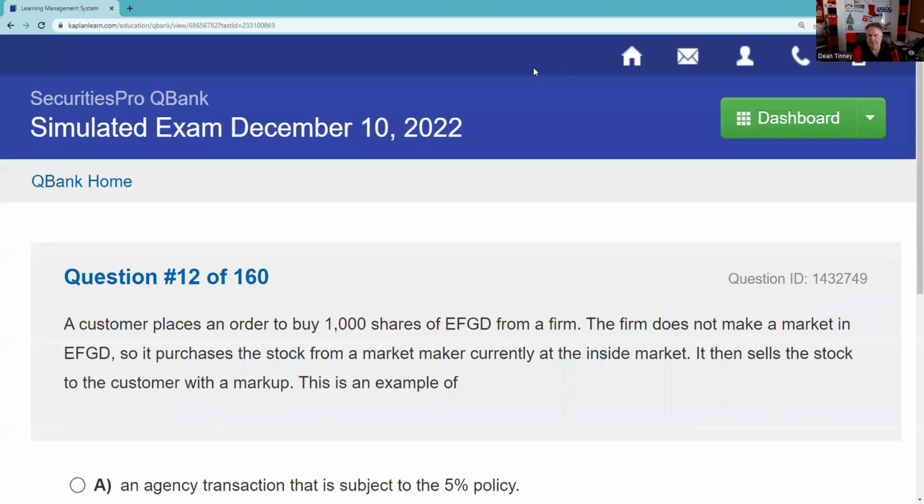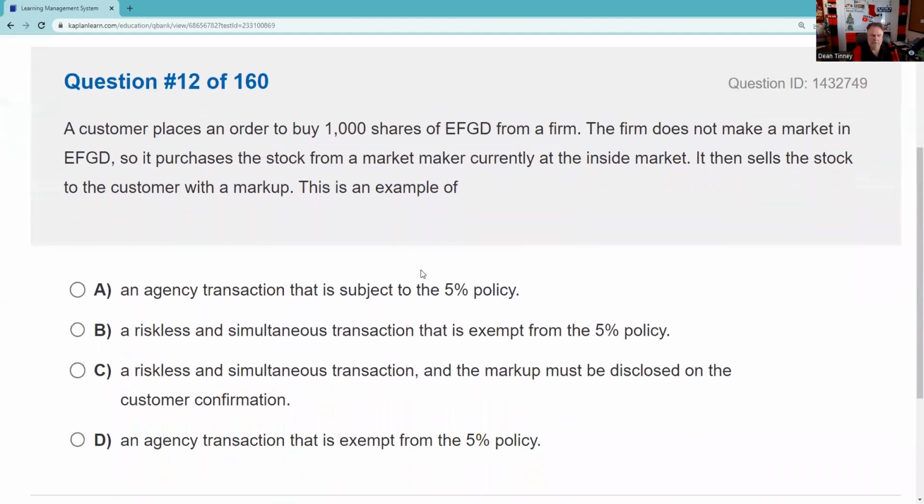Question 12. A customer places an order to buy 1,000 shares of EFGD from a firm. The firm does not make a market in EFGD, so I'm not a market maker. So it purchases the stock from the market maker at the inside market and then sells the stock to the customer with a markup. So I didn't buy this for the customer and charge a commission. I bought it from the market maker and then charged the customer a markup. So this is an example. I like this one.